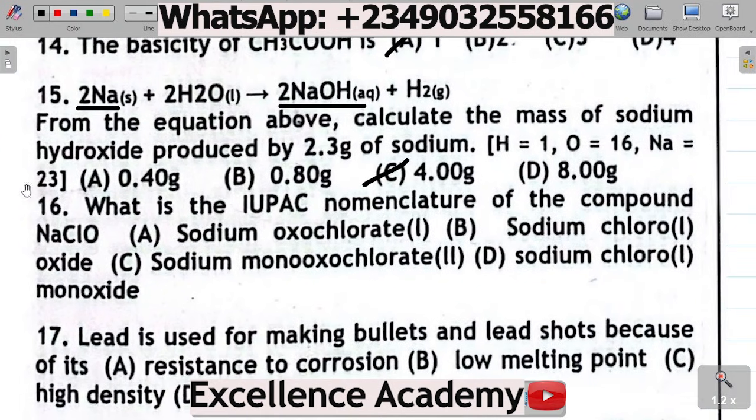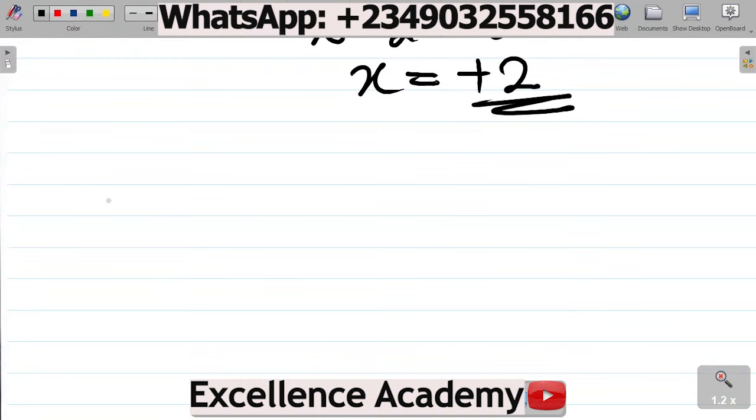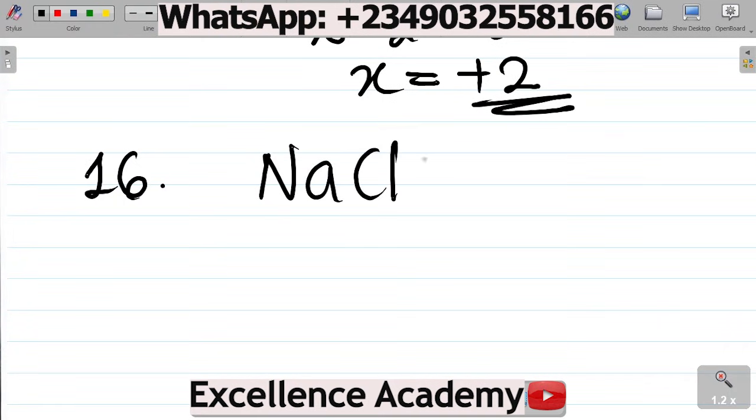All right. Next up, question number 16. Question 16 says, what is the IUPAC nomenclature of the compound NaClO? We have option A, option B, option C, and option D. Now, all we have to do here is to find the oxidation number of chlorine in this particular compound.